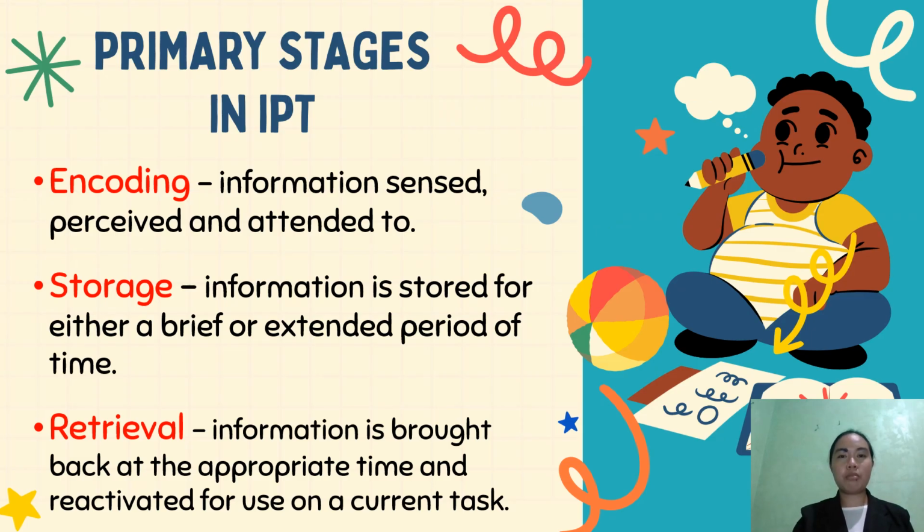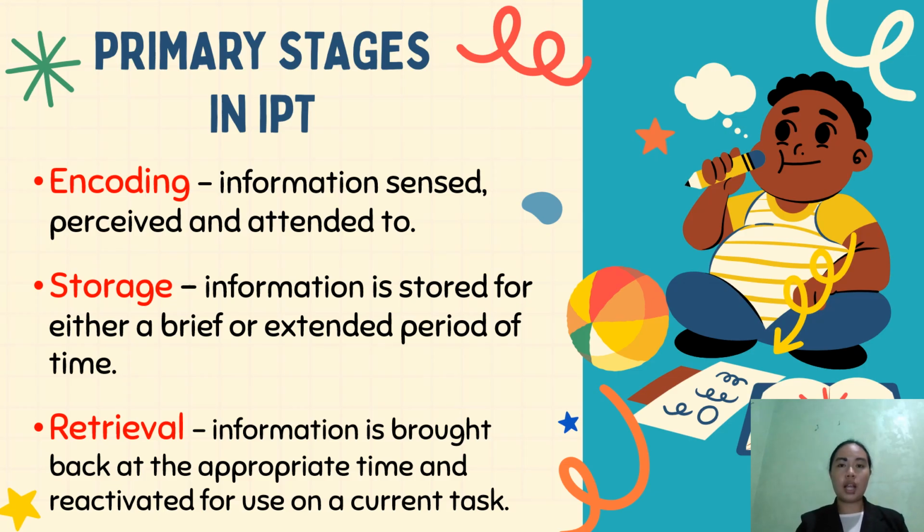Next are the primary stages in the information processing theory. The first one is encoding: information is sensed, perceived, and attended to. Encoding is the first stage of information processing. It occurs when information is sensed, perceived, and attended to by the learner.